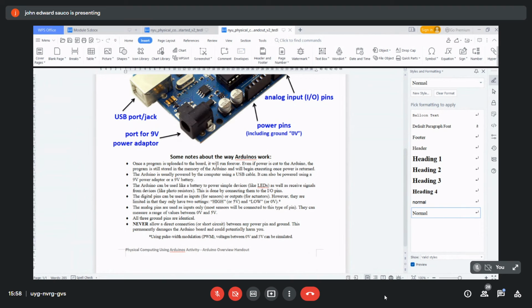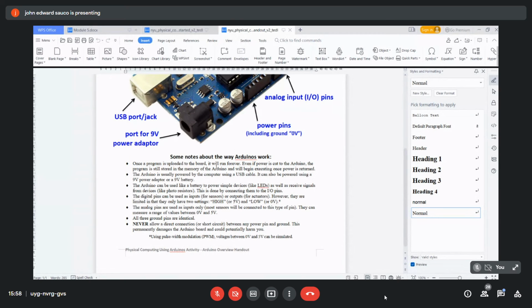As well as receive signal from devices like photosensor, photoresistor. Okay. This is done by connecting them in I/O pins. So, digital pins can be used as input para sa sensor at output naman para sa actuators. Kaya lang, they only have 2 settings, high na 5 volts and low na 0 volts. May analog pin naman, pwede siyang input only para sa sensor. Kadalasan kasi, sensor natin are analog. So, they can measure a range of values between 0 volts to 5 volts.